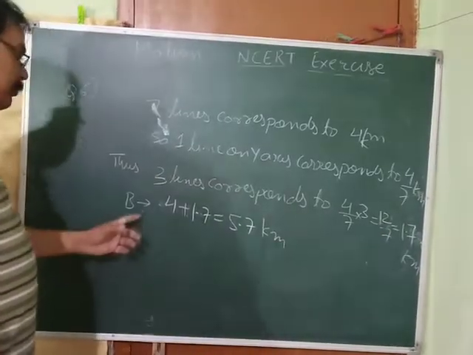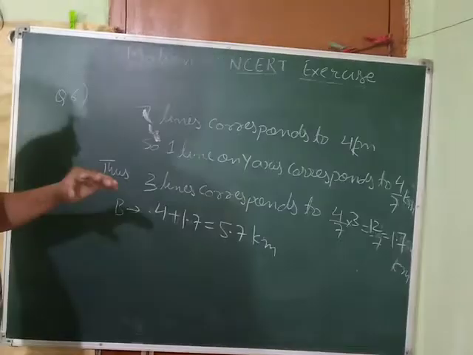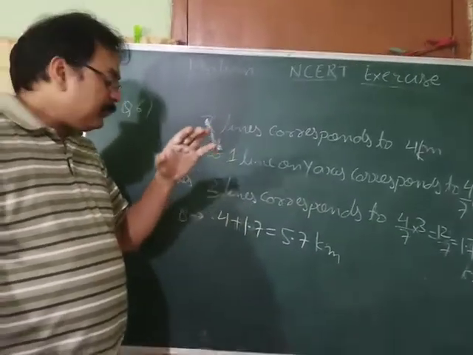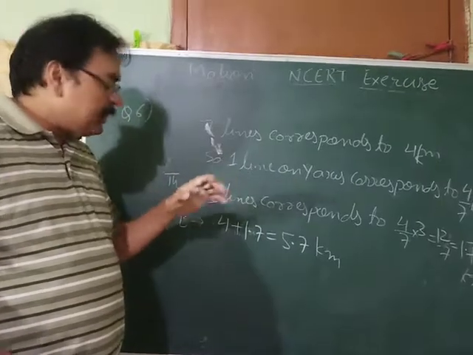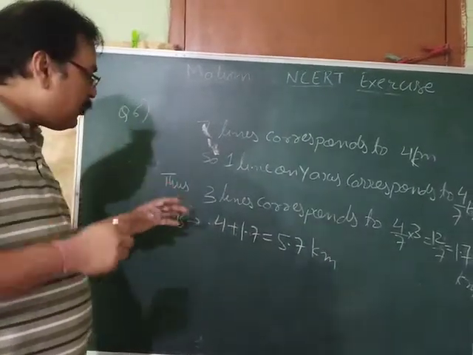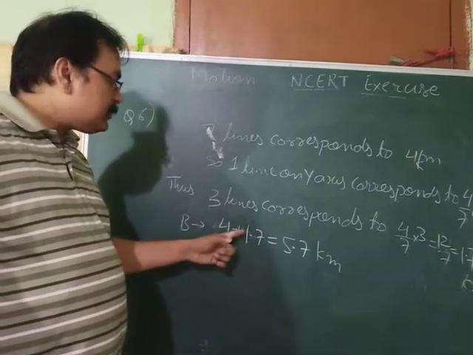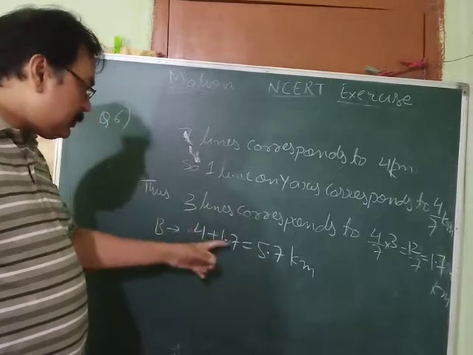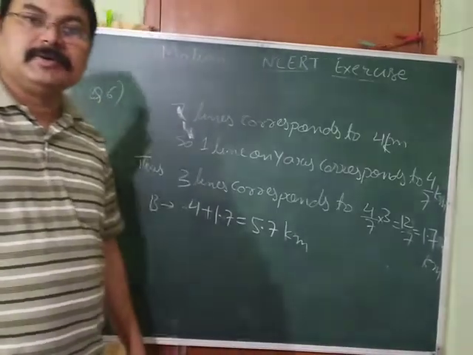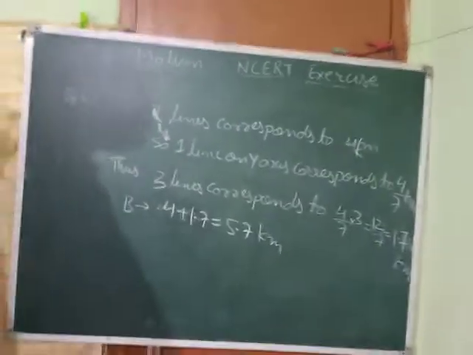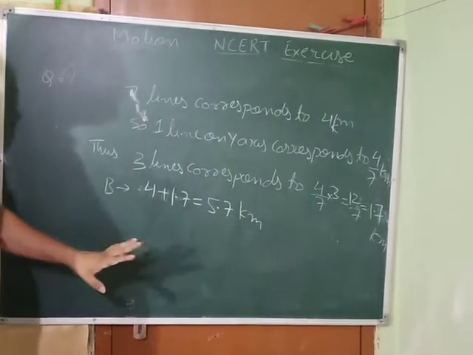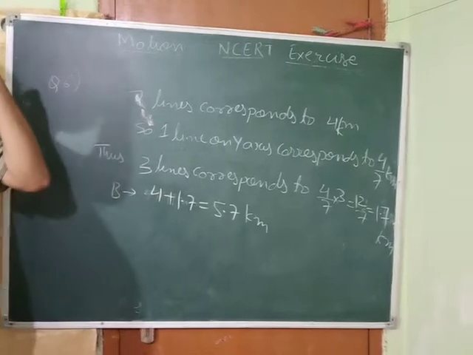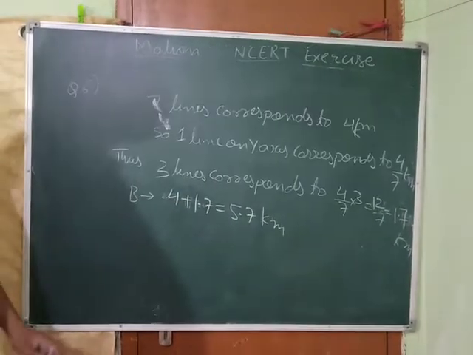Now by the time B has crossed C, how much has it traveled? It is at the position just 3 lines more than 4. So we can write 4 plus 1.7, the value of 3 lines, that is 5.7 kilometer mark. As B has started from the origin, it has traveled 5.7 kilometer before crossing C. Okay, so the 6th question is over.